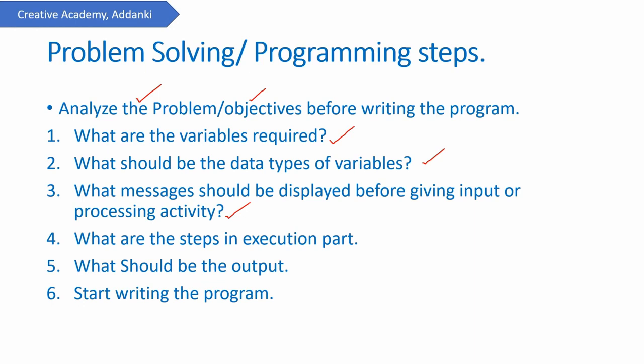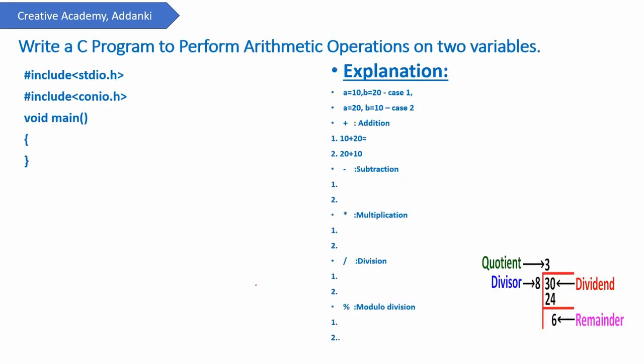What are the data types of those variables? What messages should be displayed? Where should they be displayed? You should have a blueprint of the program before developing it. So what are the steps in the execution part? What are the processing steps in the program? And what should be displayed as output? You must have a clear idea about all these steps before you develop your program.